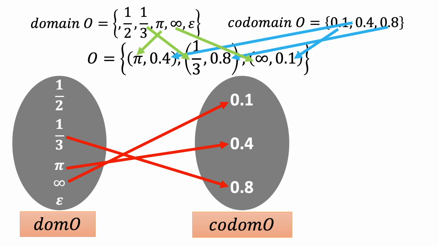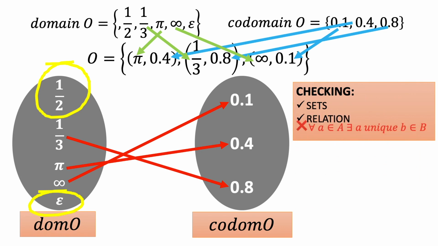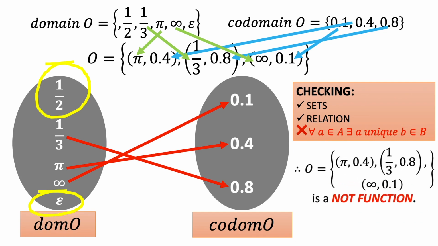We can obviously spot that there are no elements from the codomain O mapped to 1/2 and epsilon. Because of this, set O didn't satisfy the third condition that requires every element of domain to be mapped to one and only one element in the codomain. Therefore, set O is not a function. It is just a relation.